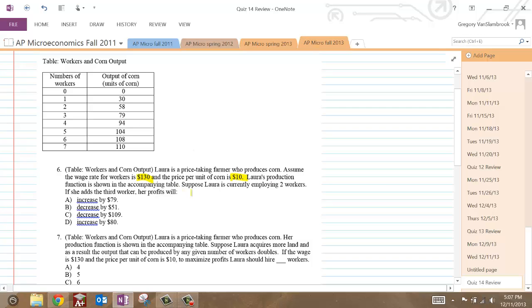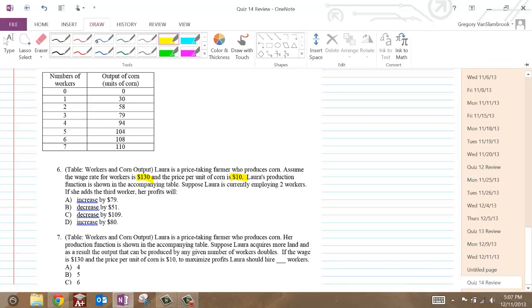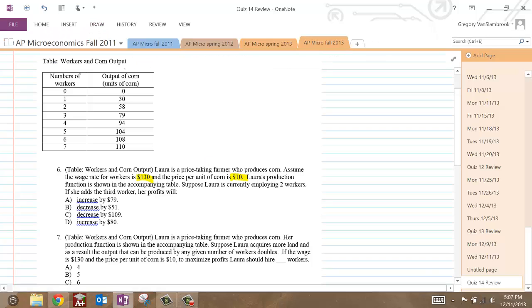Gives us a production function, as it says, and then it asks, she's currently employing 2 workers. What if she adds a 3rd worker? What happens to her profits? So let's take a step back and let's do our usual process with the numbers that we're given here, to find the things that we need for the labor market. We need a marginal product times the price of the good is going to give us the value of the marginal product of labor.